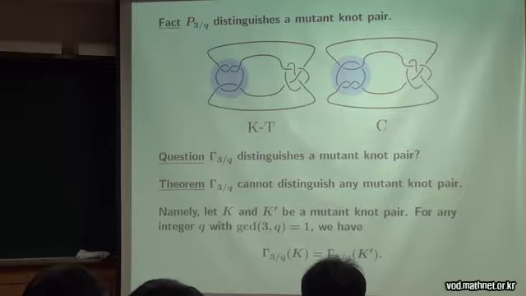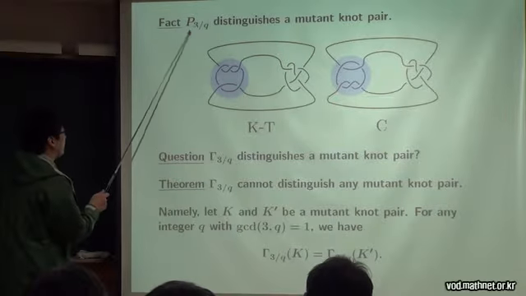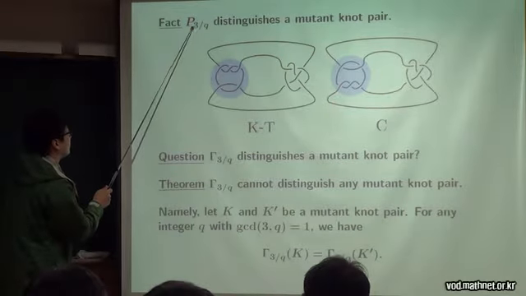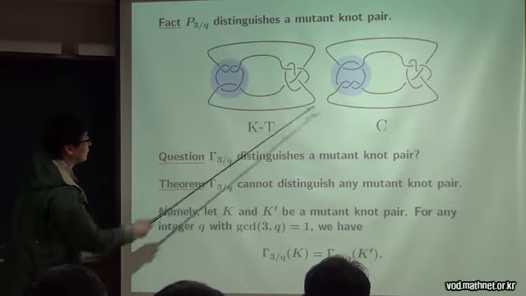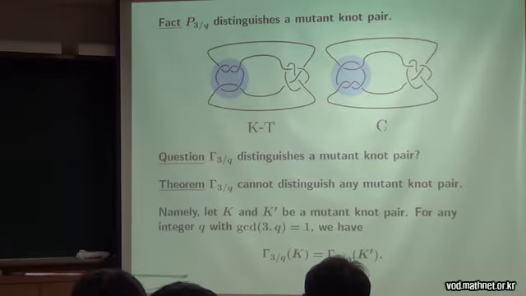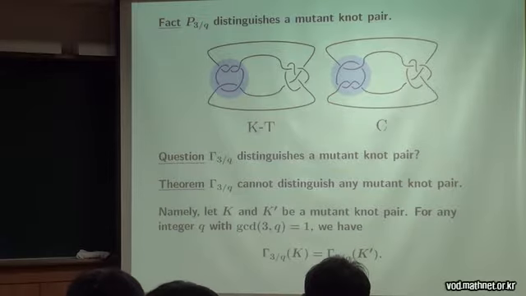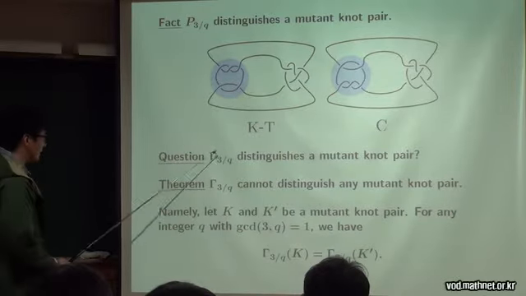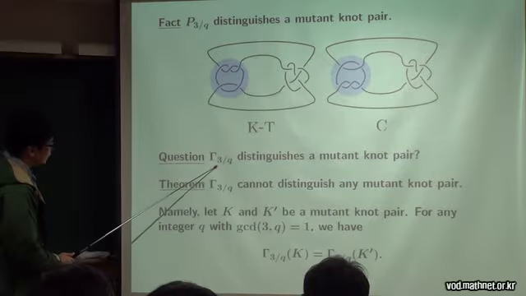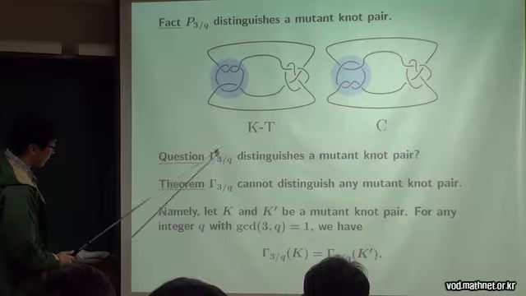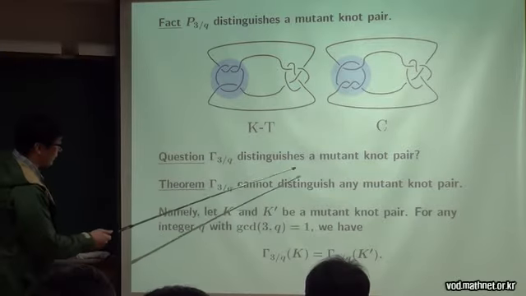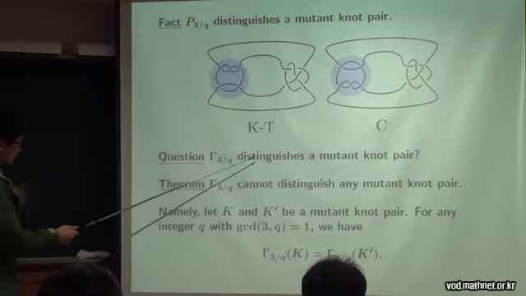But it is known that the three cable HOMFLY-PT polynomial distinguishes a mutant knot pair, for example, the Kinoshita-Terasaka and Conway pair. So our interest is this question: does the 3Q cable gamma polynomial distinguish a mutant knot pair?